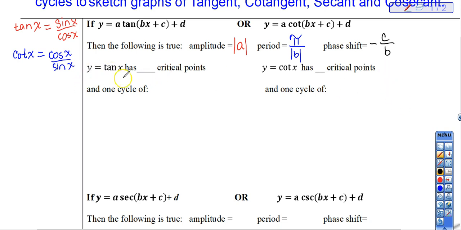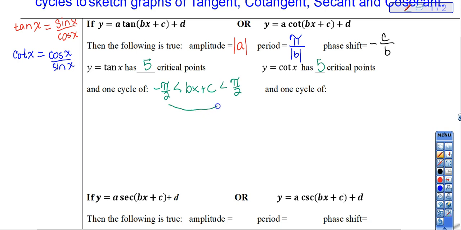Okay, y equals tangent of x has, I'm going to switch to green for a second, 5 critical points. Cotangent of x also has 5 critical points. These critical points do include asymptotes. And tangent has one cycle, and I'm going to continue with my green, of negative pi over 2 less than, but not equal to, bx plus c, less than pi over 2.